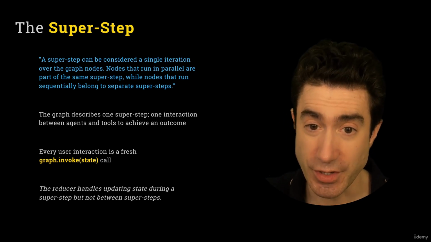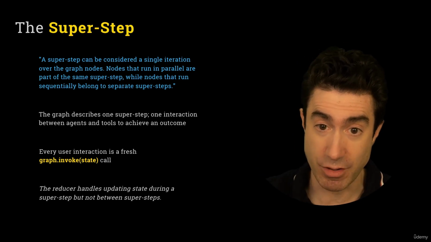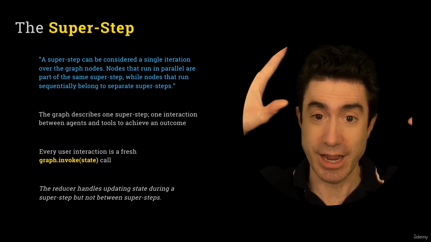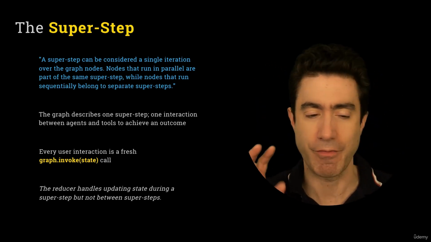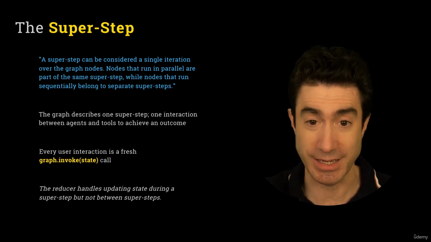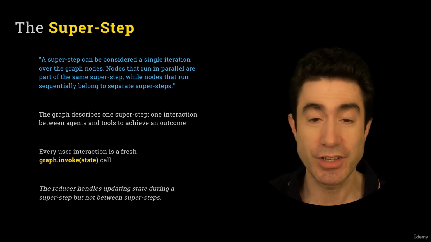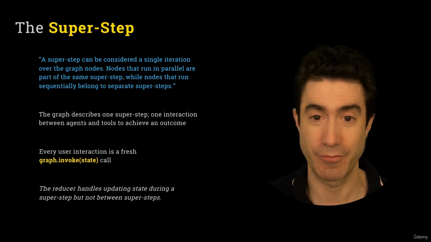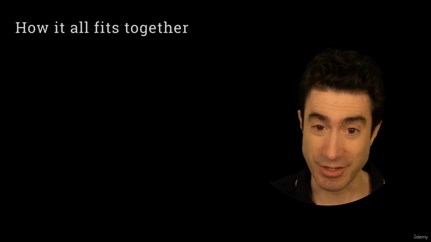And the reducer that I talked about, the thing that is able to combine the state that comes out of a call with the original state, that applies during carrying out a single super step. That is how state is managed across the graph. That's how if multiple nodes update the same state, it gets combined at the end. That's what the reducer is handling. But the reducer doesn't handle the separate super steps. A separate super step is an entirely fresh invocation of the graph. So that's going to be a bit confusing.